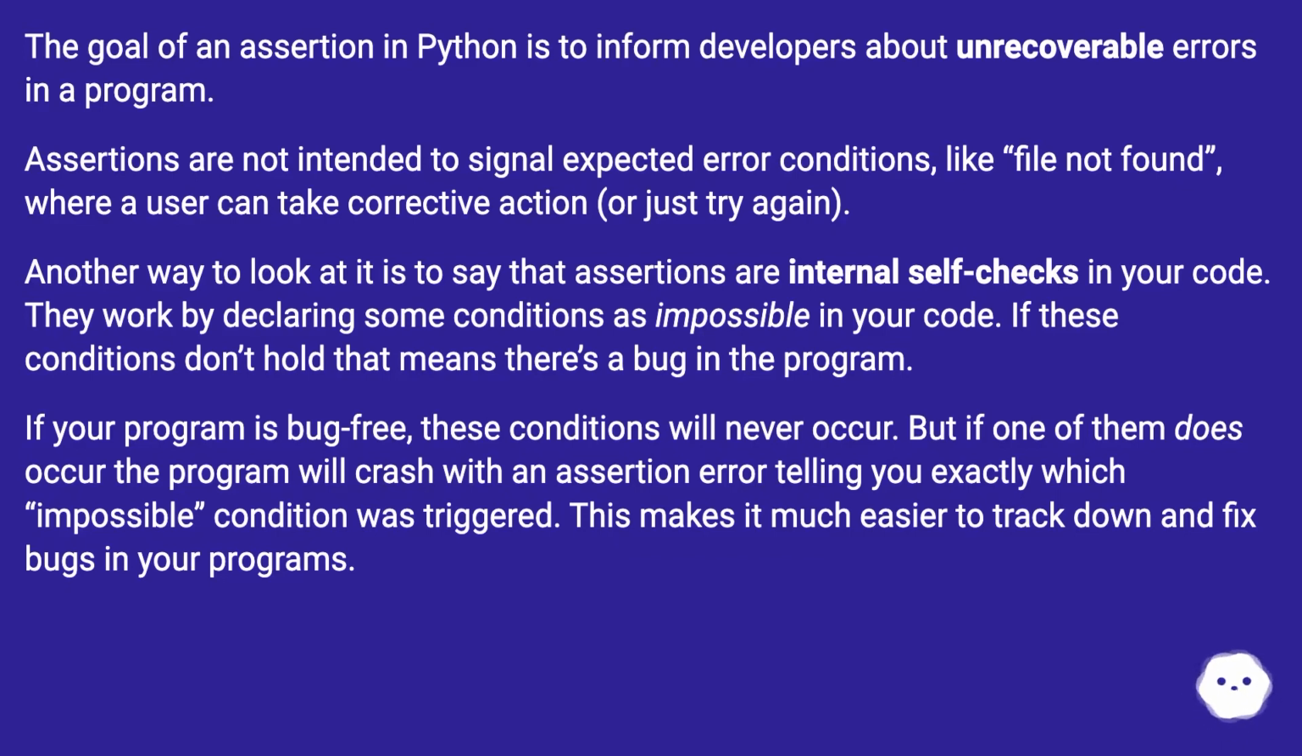If these conditions don't hold, that means there's a bug in the program. If your program is bug-free, these conditions will never occur. But if one of them does occur, the program will crash with an assertion error telling you exactly which impossible condition was triggered. This makes it much easier to track down and fix bugs in your programs.